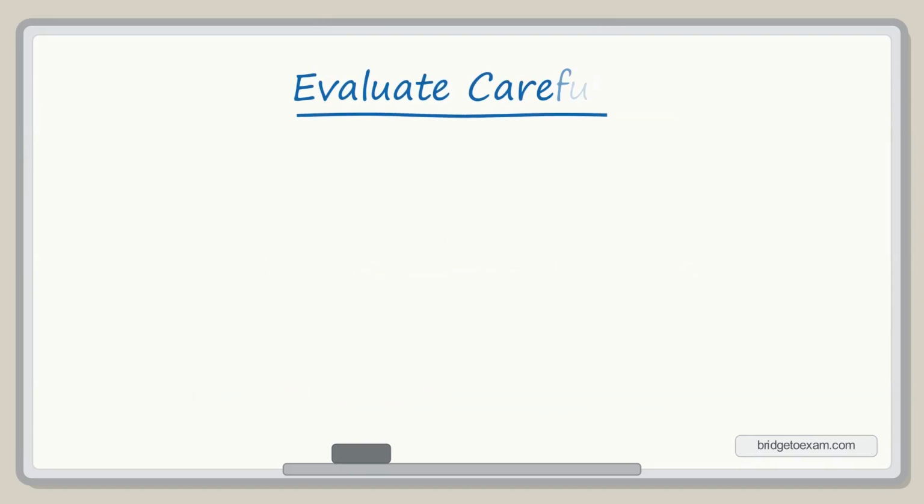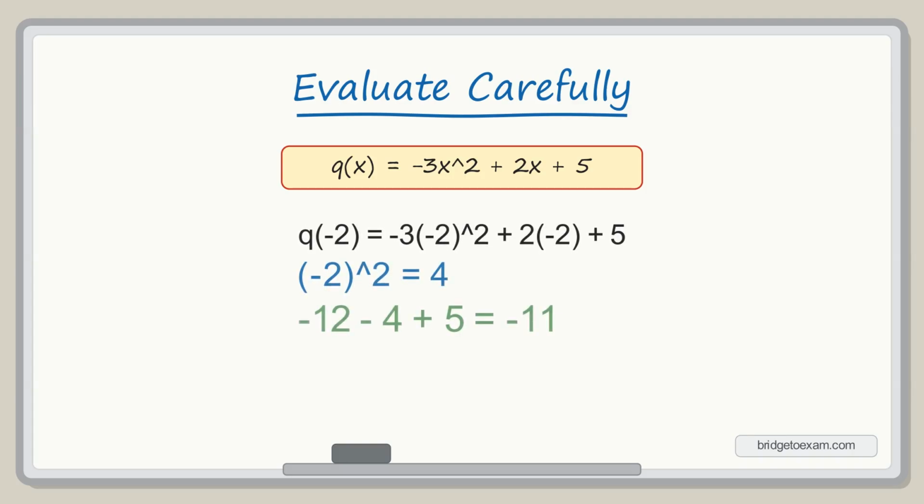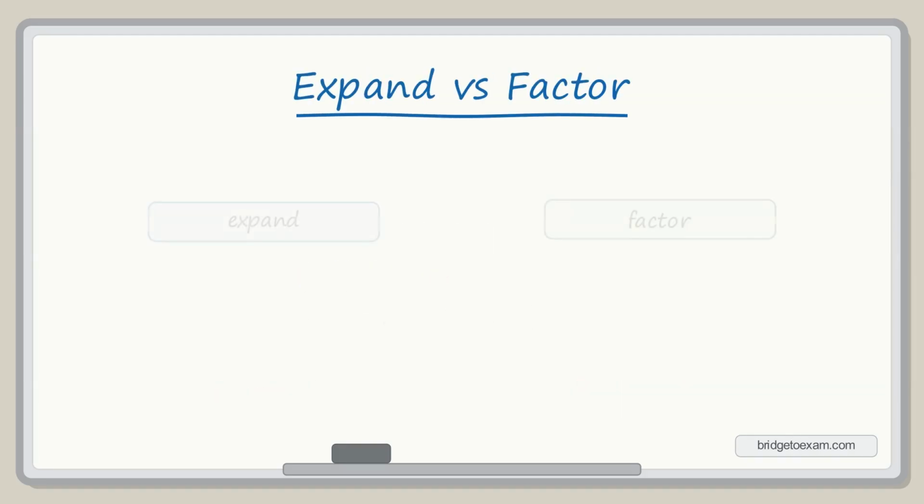When evaluating at a negative input, use parentheses. -2 squared is positive 4. Then the coefficient -3 makes the first term -12. Expanding turns a product into a sum.